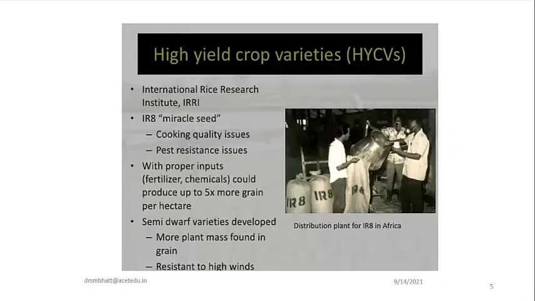The first miracle seed was IR8, produced via plant breeding techniques. Okay. So that IR rice variety was there because there was a cooking quality issue and a pest resistance issue. IR8 was very successful in that regard. If you are using the proper fertilizer and chemicals, this gives 5 times more grain per hectare. That's why it was called the miracle seed, and this plant was distributed well in Africa.